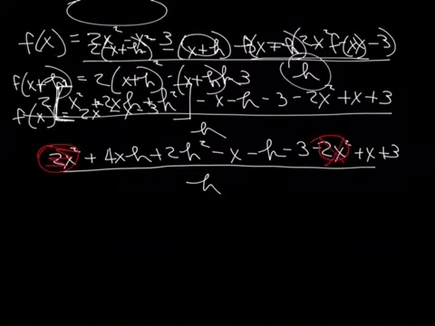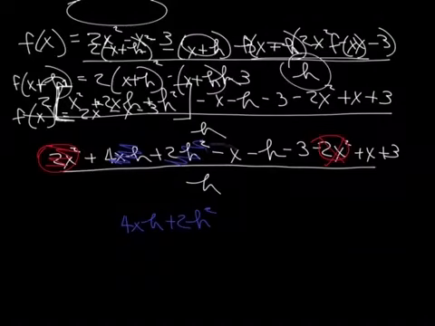I have a 4xh that doesn't change. That's going to stay the same. So now we've used that. The 2h squared, nothing happens to it. We can't combine that with anything.